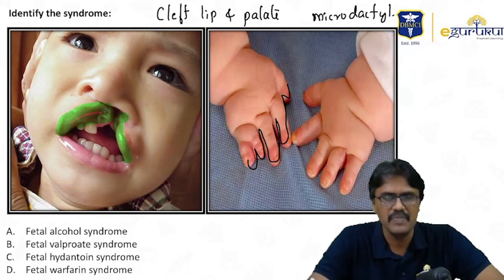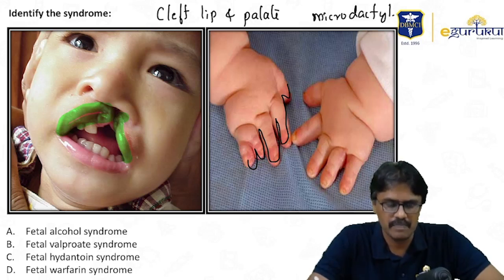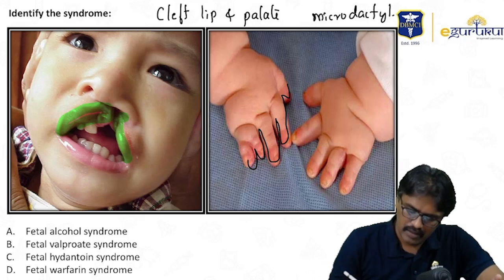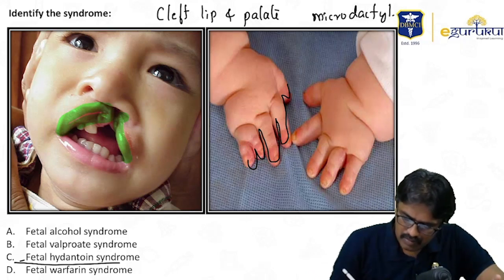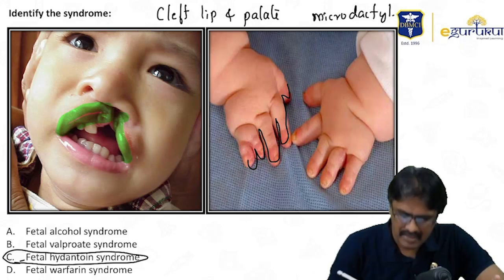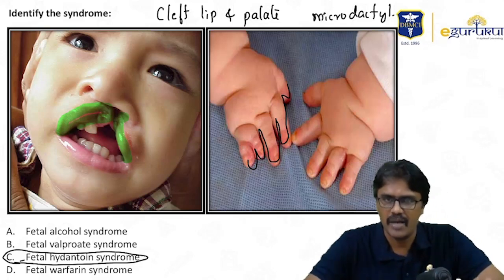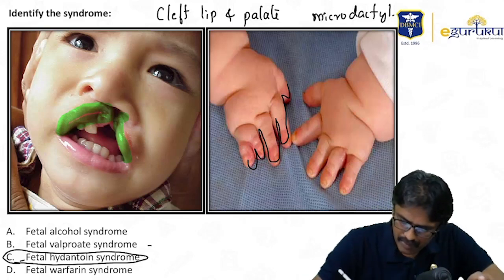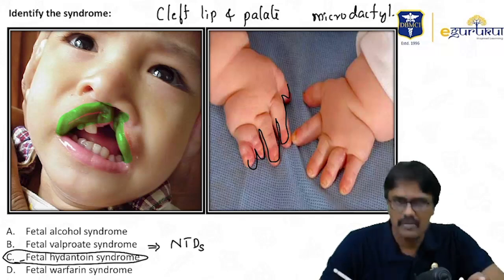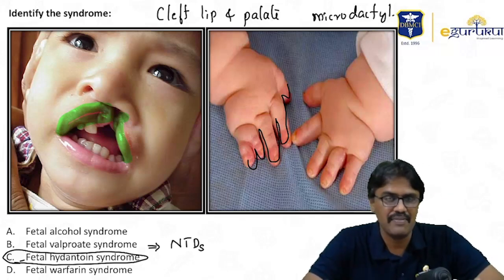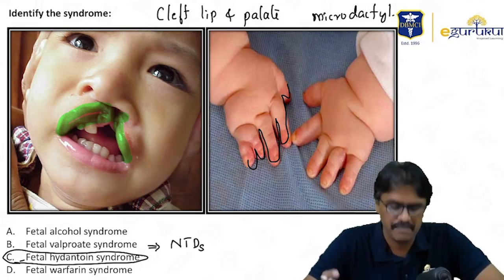Fetal alcohol syndrome, fetal valproate syndrome, fetal hydantoin syndrome, fetal warfarin syndrome. Now the fetal hydantoin syndrome is the one which is going to cause cleft lip and palate and microdactyly. What about valproate? The valproate is mainly going to cause neural tube defect, that is the microcephaly and spina bifida.